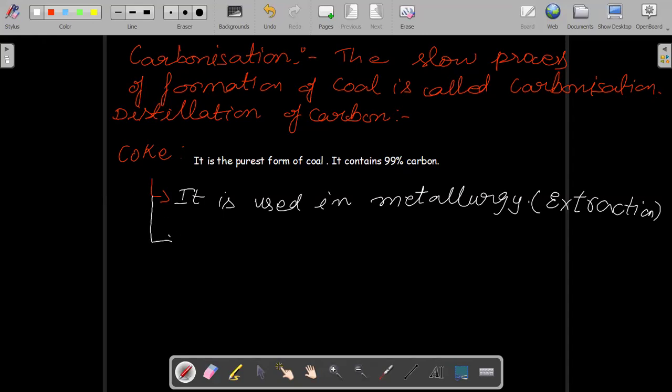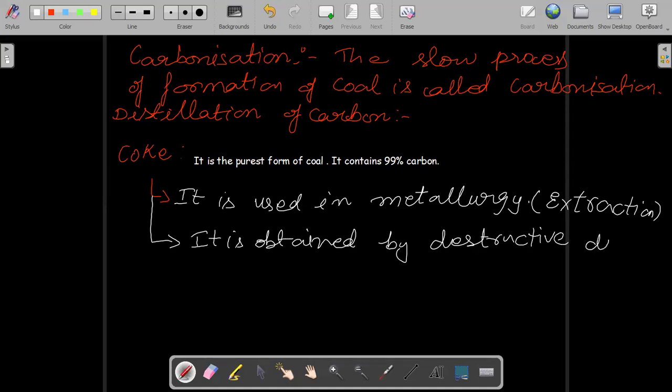So how do we obtain coke? It is obtained by destructive distillation of coal. By the process of destructive distillation we will not get different types of coal, we will get different other products from it. So see, how do we perform destructive distillation?